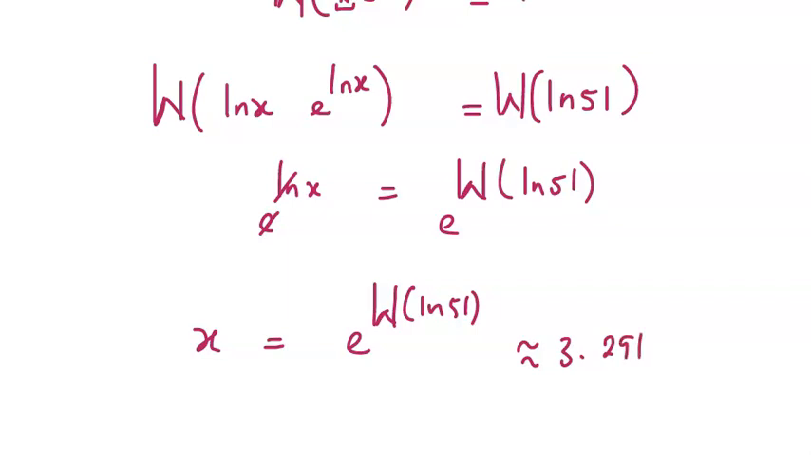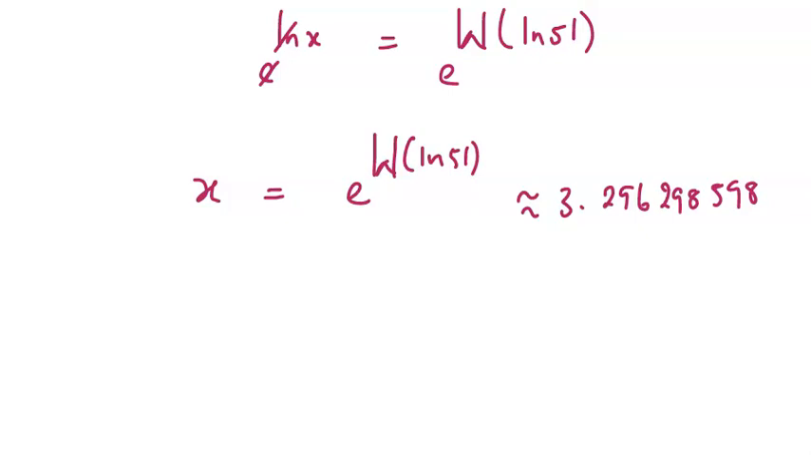3.296298598. So we can see that x is indeed between 3 and 4, as we stated earlier that 3 is less than x and x is less than 4, and we can see that this right over here is bigger than 3 but less than 4. Therefore this is our solution.